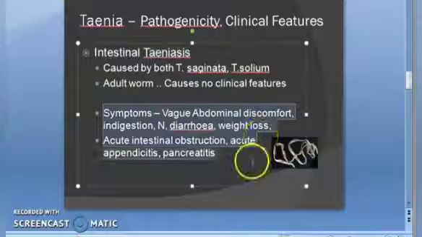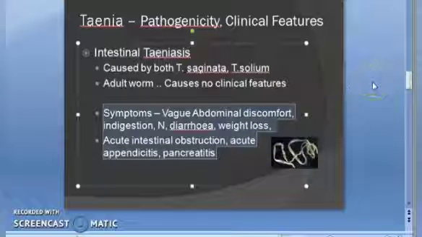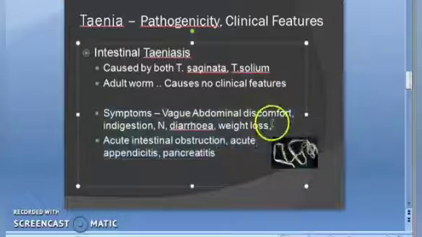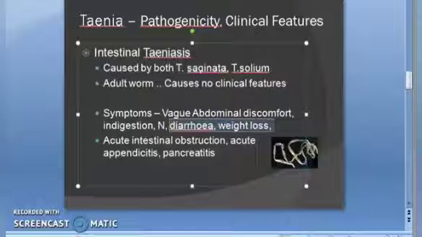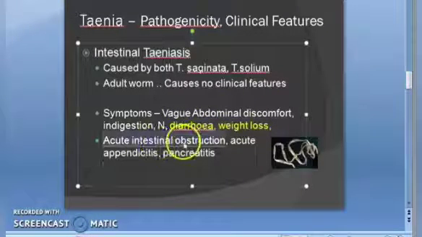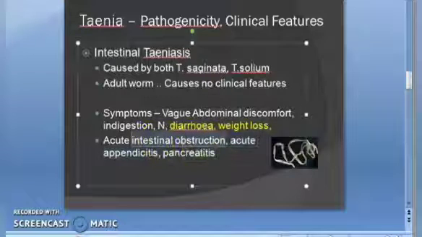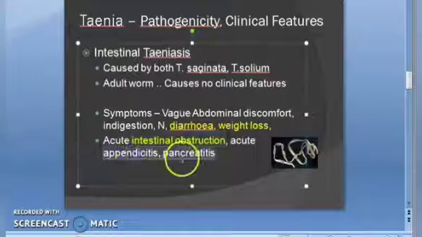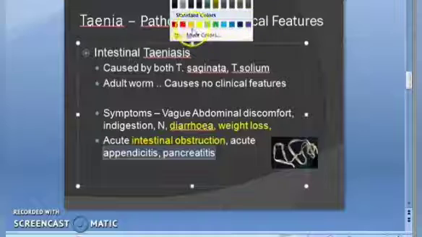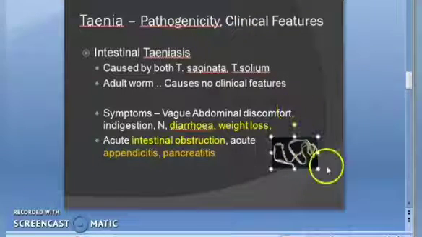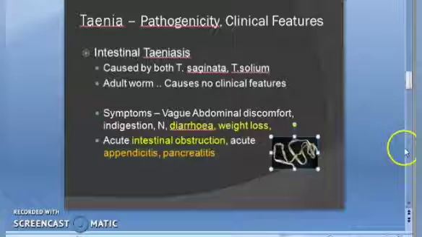Now the symptoms, what all symptoms can a person have? Very easy. Touch your stomach and say abdominal discomfort, indigestion, nausea, diarrhea, weight loss. Diarrhea will definitely be combined with weight loss. Then acute intestinal obstruction can be there, because of these worms. Appendicitis, pancreatitis. So sad, all because of the worm going and living inside us.